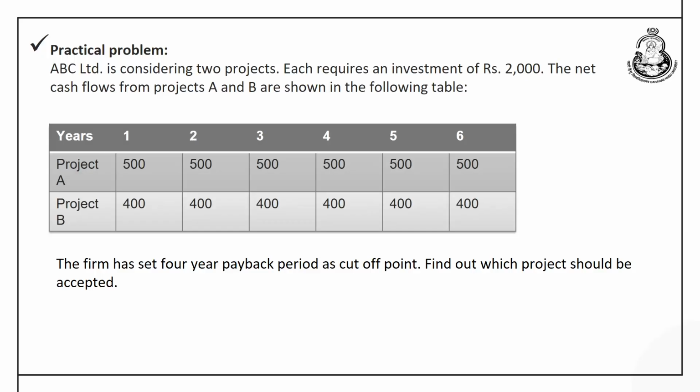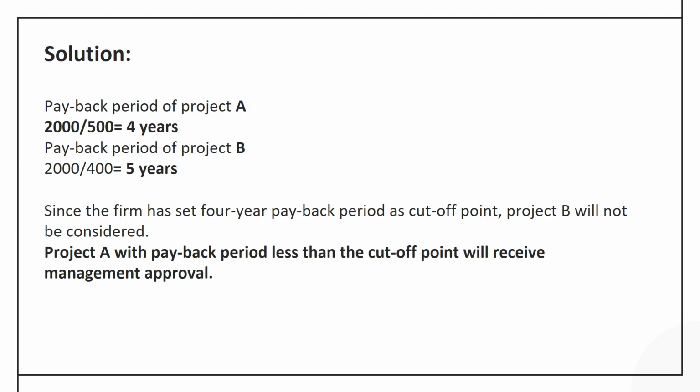Now, we have to see whether project A or B qualifies to be selected by the management. If we use the same formula, that is NIU upon NCB, the payback period for project A comes out to be 4 years, because 2000, that is the NIU, divided by 500 gives 4 years as the answer, whereas the payback period of project B would be 2000 divided by 400, that is the annual cash flow, which comes out to be 5 years.